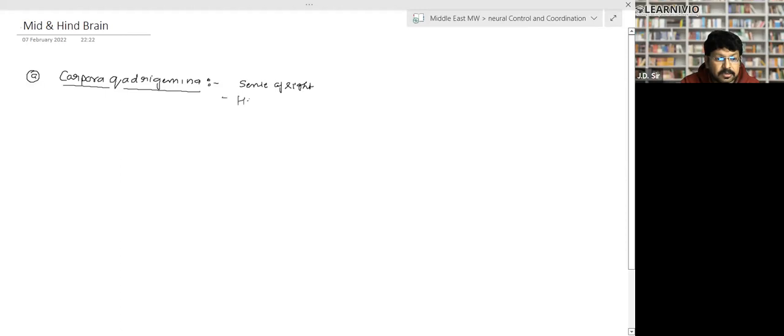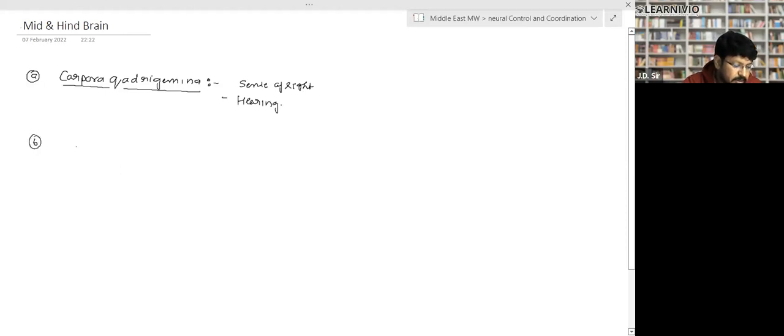So the first part is corpora quadrigemina. It is concerned with the sense of sight, its visual function. It is concerned with the sense of sight and hearing.